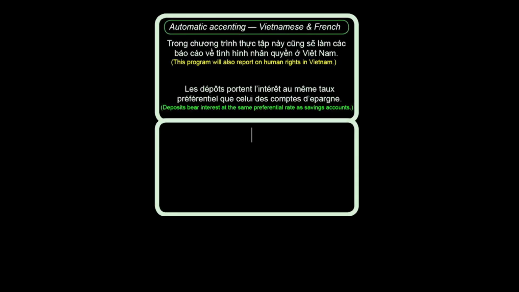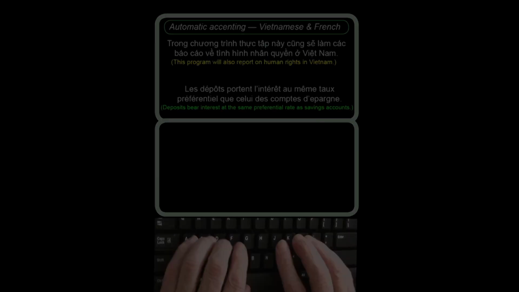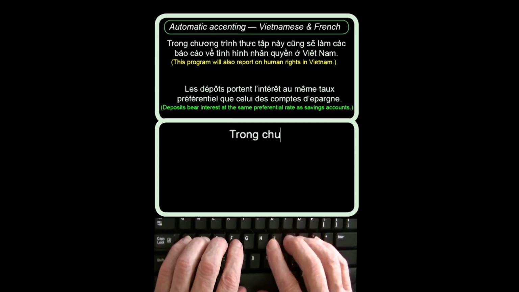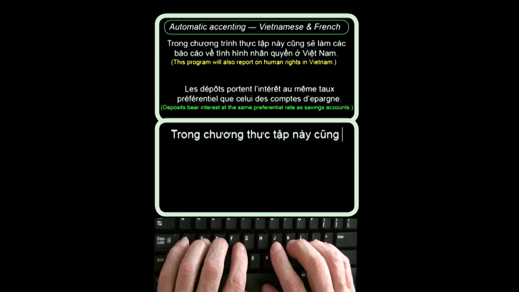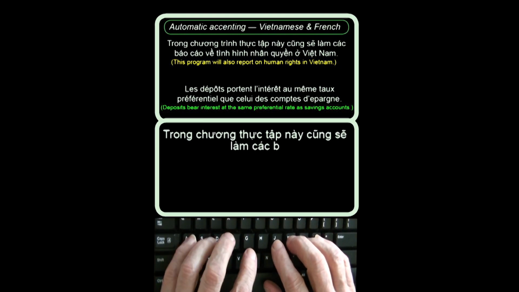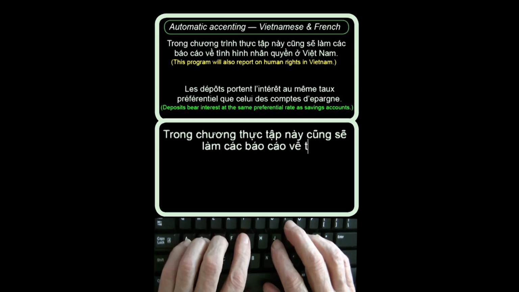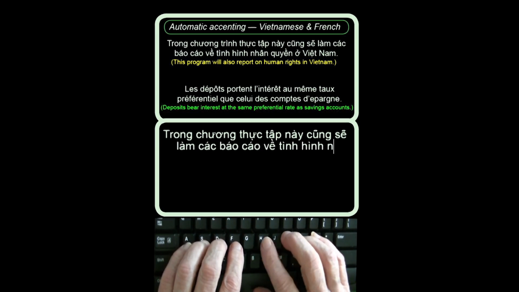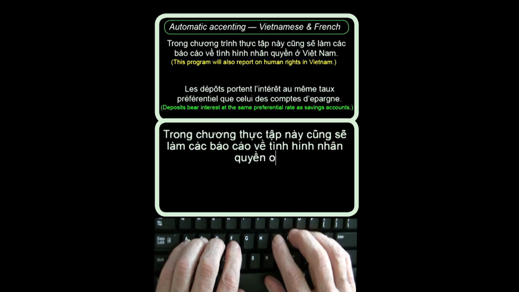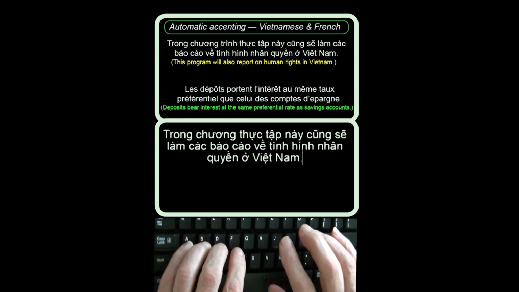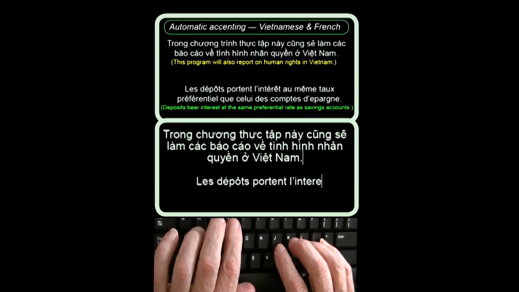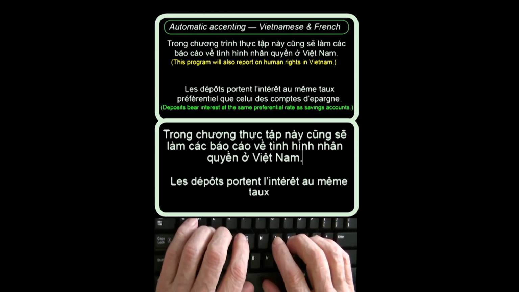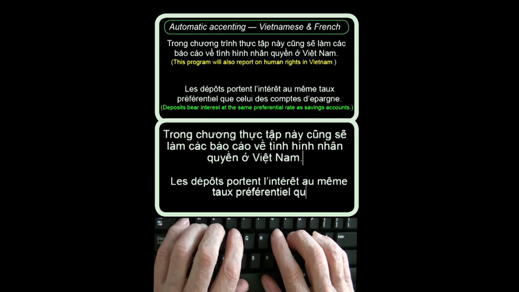Here we'll see automatic accent in both Vietnamese and French. The Vietnamese language has the interesting property of mostly short words, most of which are accented. If ever there was a language that would derive great benefit from automatic accenting, it would have to be Vietnamese. Of course, automatic accenting simplifies routine composition for any and all glyphics-supported languages.